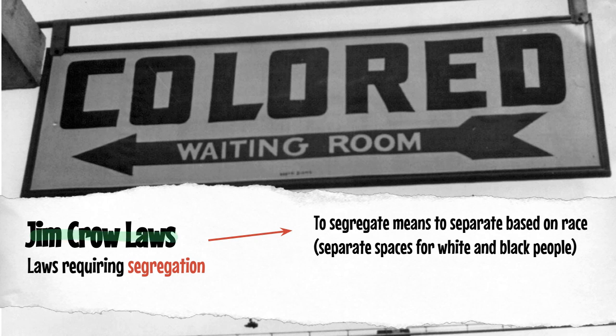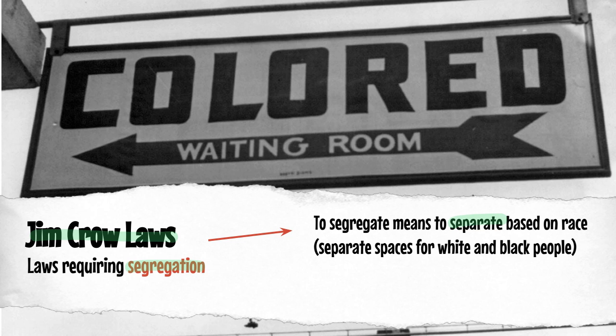Today we are going to talk about Jim Crow laws. Jim Crow laws refer to the laws that used to be in place that required segregation. And when talking about segregation, remember that it looks a lot like the word separation. So to segregate means to separate.